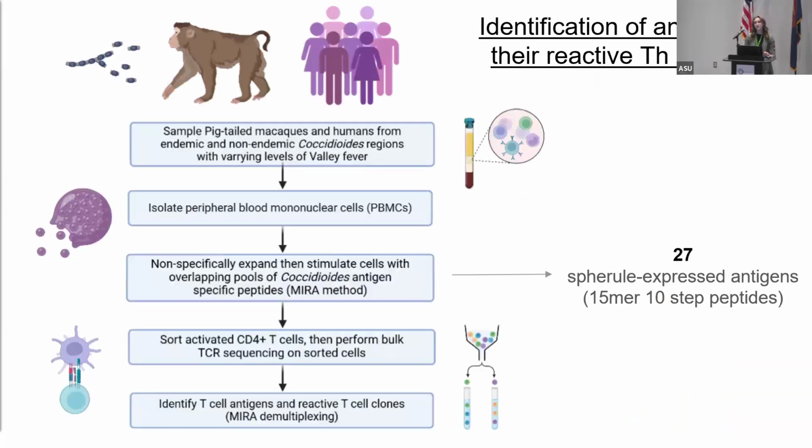So in order to do this, we sampled PBMCs from pigtail macaques in both non-endemic and endemic areas. So we have Cocci-naive and naturally exposed pigtail macaques. We isolated their PBMCs and non-specifically expanded them for about 10 days. After this 10-day expansion, we stimulated them overnight with overlapping peptide pools of our Cocci antigens. We were then able to sort activated T cells and perform bulk T cell receptor sequencing on those cells. And this came from a list of 27 spherule expressed antigens.